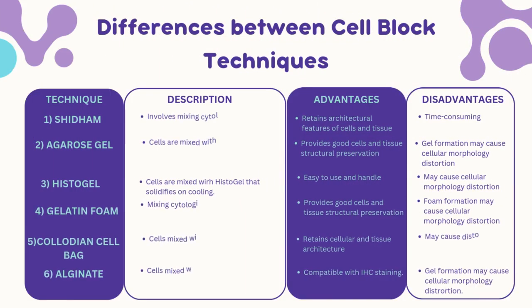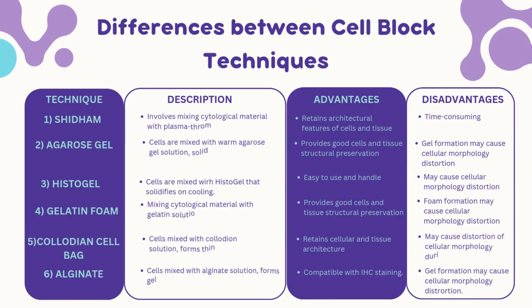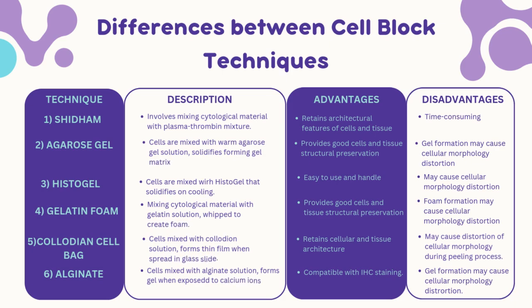These are differences between each cell block technique with their advantages and their disadvantages. The first technique is Shidham, that involves mixing cytological material with plasma thrombin mixture. The technique retains architectural features of cells and tissue, but it is time-consuming. Second technique is agarose gel, that mixes cells with warm agarose gel solution that solidifies and forms a gel matrix. The technique provides good cells and tissue structural preservation, but the gel formation causes distortion towards cell morphology.